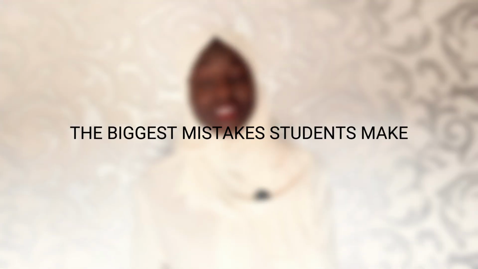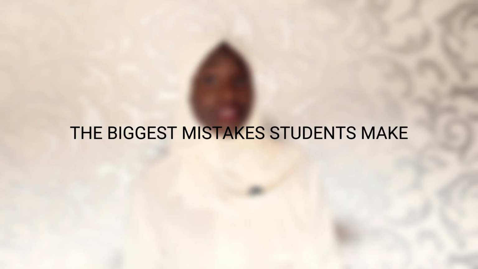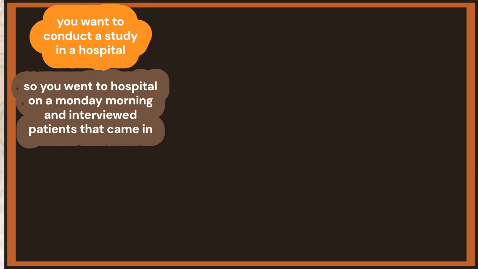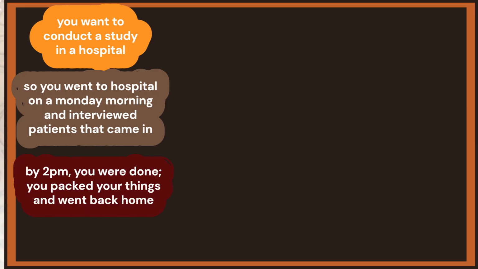And this is where you get into trouble. Because you think, okay, since it is easy to collect data using this technique, it must also represent everyone in your population. And this is where we need to slow down, because it is not always like that. Now, to point out some of the biggest mistakes that we make while using this sampling technique, let's look at this example. You want to conduct a study in a hospital. So you went to that hospital on a Monday morning and interviewed patients that came in. And then by 2 p.m. you are done. You packed your things and went back home. Your data collection is complete.